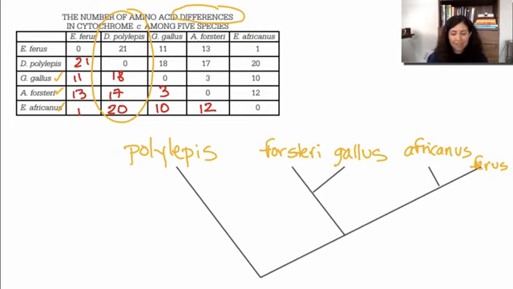Like I said, sometimes instead of giving you a table of differences, they might just give you amino acid sequences themselves, and you'll have to calculate the differences yourself. I think there's one example in the practice problems that does that, and usually those are very similar to these. You'll do the same thing where you'll just count up the number of differences. All right, that's it. So go ahead and now try on your own to work through those practice problems, and then you can check yourself against the key. Good luck.